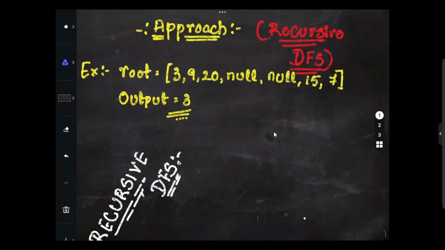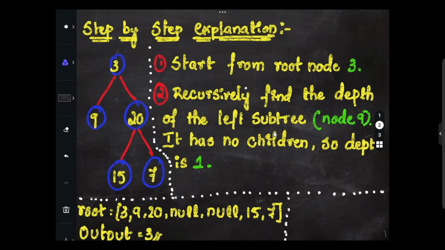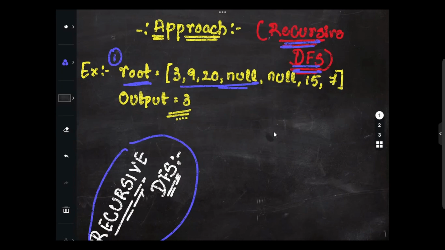The first thing to note is that we will be going with the recursive DFS approach. I have considered the same example, the first example given in the question: 3 9 20 null null 15 7. This is 0, 1, 2 with 0 based indexing, so we will add +1. In this case the maximum depth will be 3, so the output that we need to return is 3.